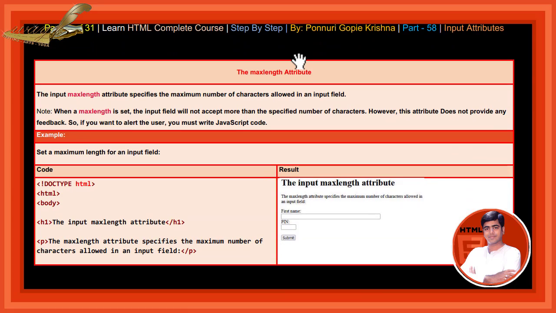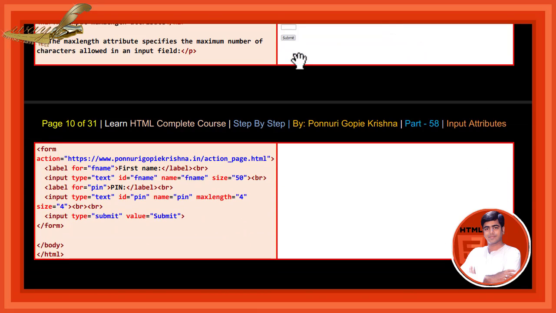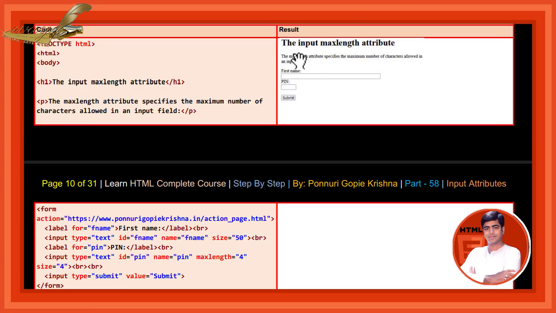The maxlength attribute. The input maxlength attribute specifies a maximum number of characters allowed in an input field. Note, when a maxlength is set, the input field will not accept more than the specified number of characters. However, this attribute does not provide any feedback. So, if you want to alert the user, you must write JavaScript code. See, by writing and executing this code, the result returns this. The input maxlength attribute was created.